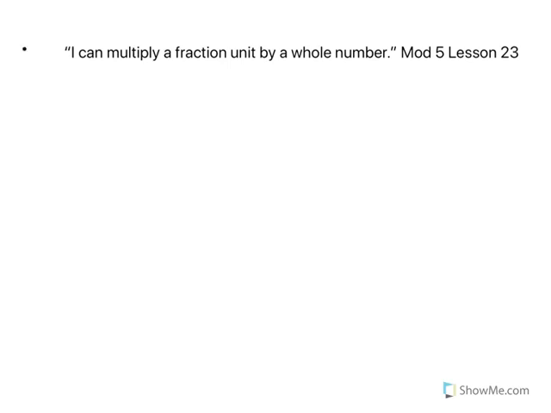Hi, fourth graders. This is Module 5, Lesson 23. Our goal for the lesson is to multiply a fraction unit by a whole number. So go ahead and get your paper, pencil, or whiteboard, whatever you're using to follow along and take notes, and we'll get started. All right, so let's start off with 2 times 1/3.